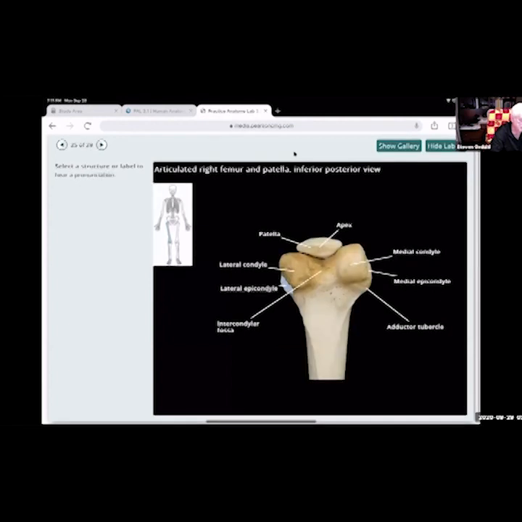Okay, this is a little bit better view. This is the apex of the patella. This is the patella bone. Your apex is the tip, where it comes to the tip of the triangle. And again, on your femur bone, you have the lateral condyle, and to the side of that, the lateral epicondyle. You have your medial condyle, and to the side of that, your medial epicondyle. You have your adductor tubercle, where the adductor muscle is attached to move the joint. And right here, this is the intercondylar fossa between the medial and lateral condyles.